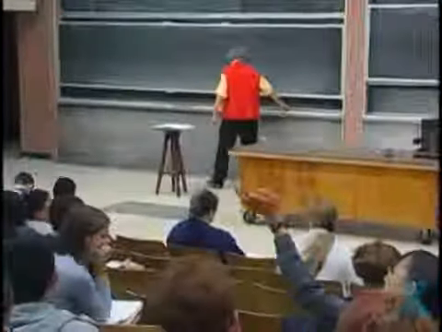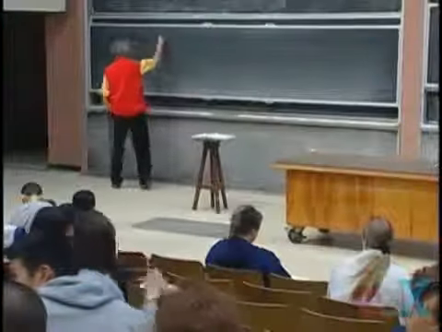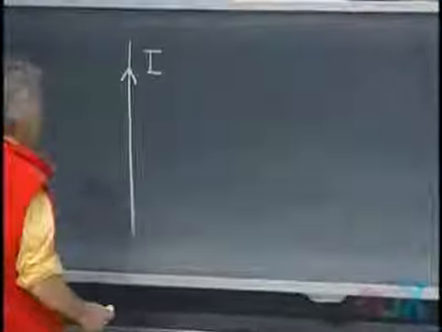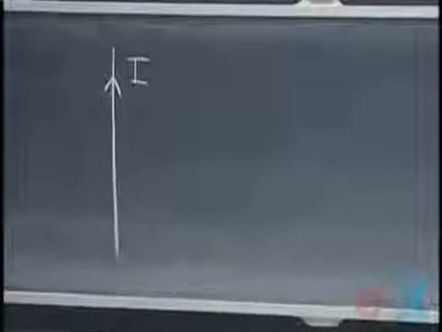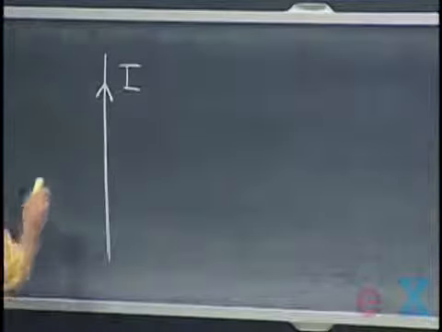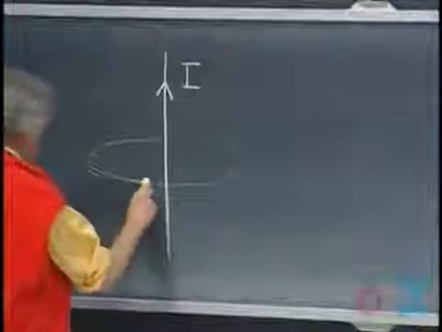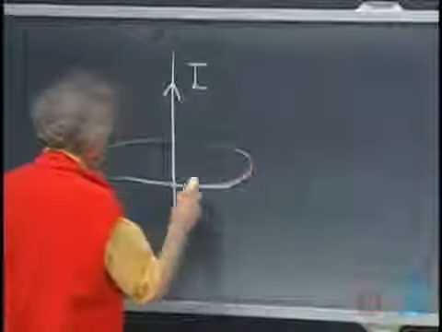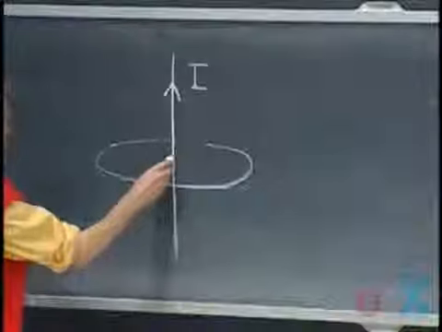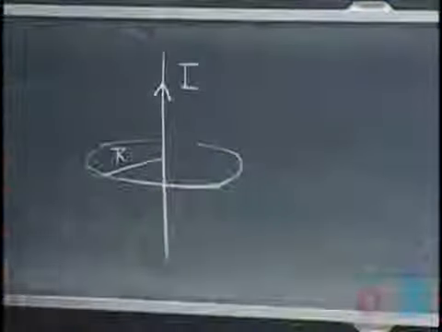When we have a current going through a wire like so, and we look at the magnetic field in the vicinity of this wire, then we know from experiment that if you put pieces of magnetite around the wire, they line up in a circle. Put it around like this.